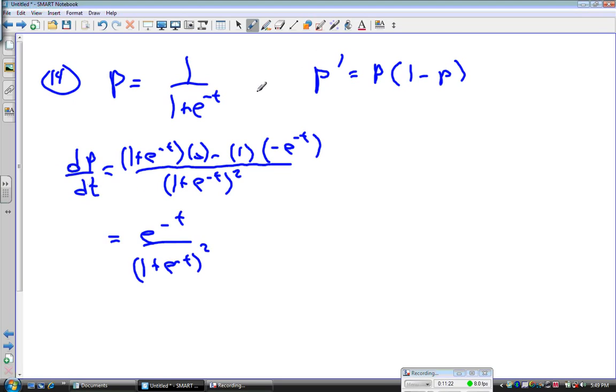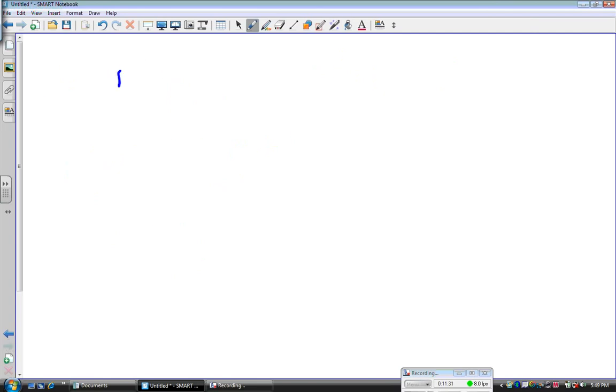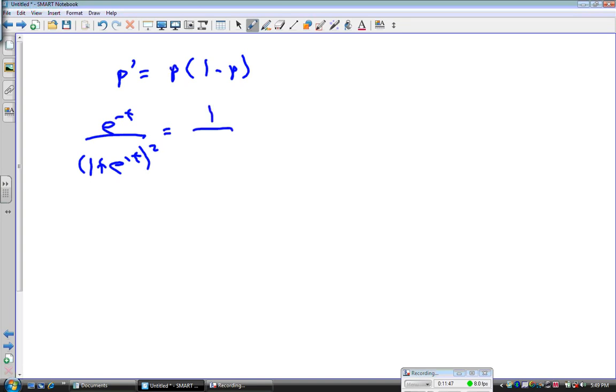All right, so if I plug that in for p prime, and I plug this in for p, does it work? Let's see. Let's do an identity proof here. So p prime equals p times 1 minus p. So p prime we got was e to the negative t over 1 plus e to the negative t squared. And so that's supposed to be equal to p, which was 1 over 1 plus e to the negative t, just substituting, times 1 minus p, which is again 1 over 1 minus e to the negative t.